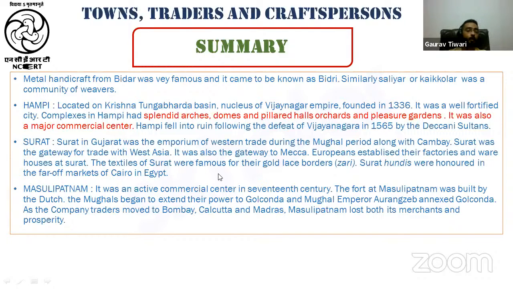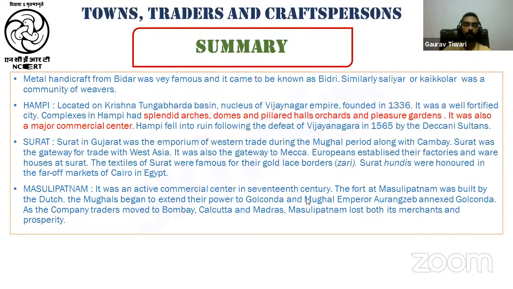Then we moved on to talk about Masulipatam. It was an active commercial center in the 17th century. The fort at Masulipatam was first built by the Dutch. Then the Mughals began expanding their power over Golconda and उनने अपने गवर्नर यहाँ पे भेज दिया था गोलकोंडा में, who was Mir Jumla, and he started playing the Dutch and English against each other. Now, as the company traders moved to Bombay, Masulipatam lost its importance, और new commercial centers आ गए थे अब, which were Bombay, Calcutta, and Madras. I hope everything is clear.